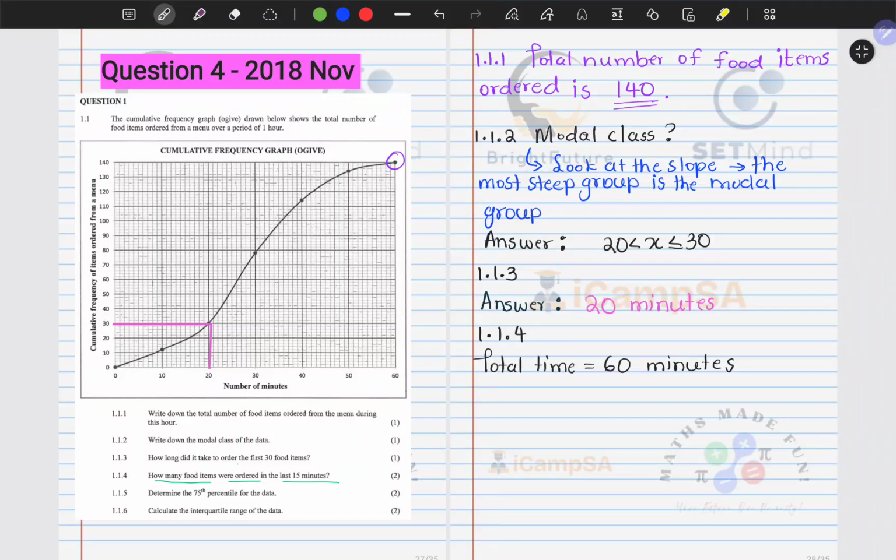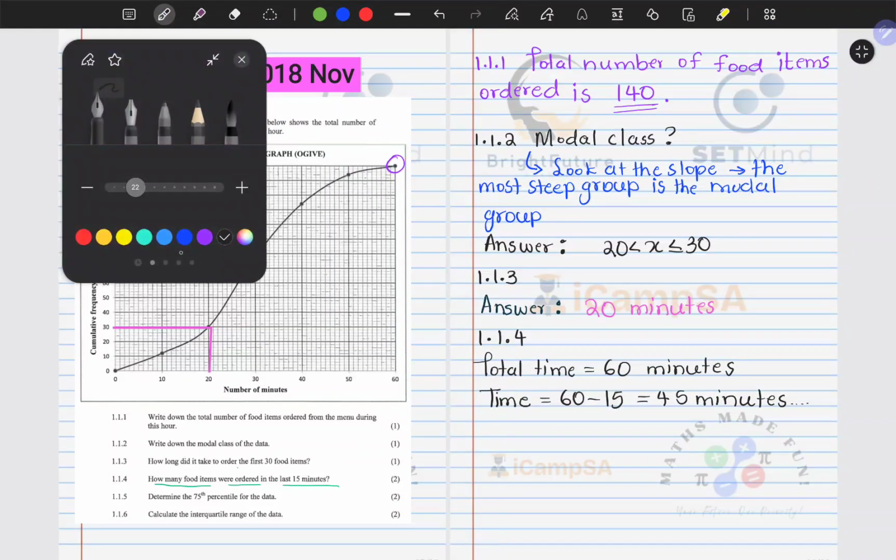So what we want to do is to take the 60 minutes there and minus 15 to get the actual time, because they are saying in the last 15 minutes. So our time is going to be 60 minus 15, which should be 45 minutes. Okay, so it means we should go to the 45-minute mark and then figure out how many items we ordered.